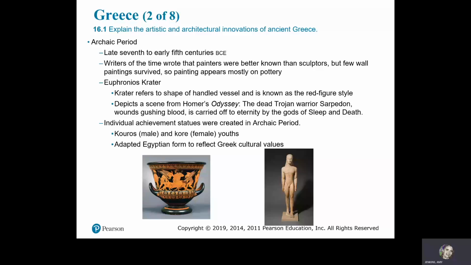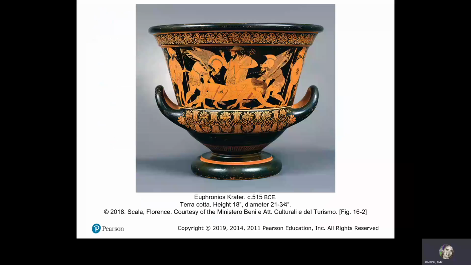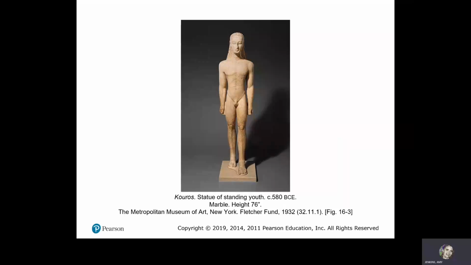On the right, we have individual achievement statues that were created in the Archaic period. This is the Kouros, male, and then we have the Kore, female youths. They're adapted from the Egyptian form to reflect Greek cultural values. Here's the Euphronios krater, circa 515 BCE, terracotta, height 18 inches, diameter 21 3/4. Here is the Kouros statue, a statue of a standing youth, circa 580 BCE, made of marble, height 76 inches.